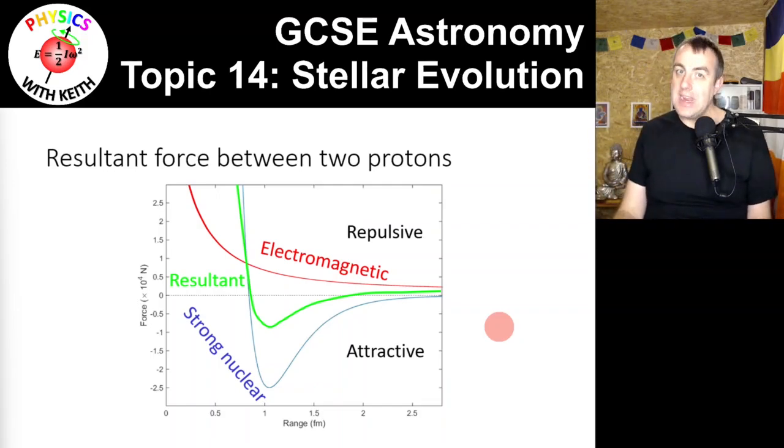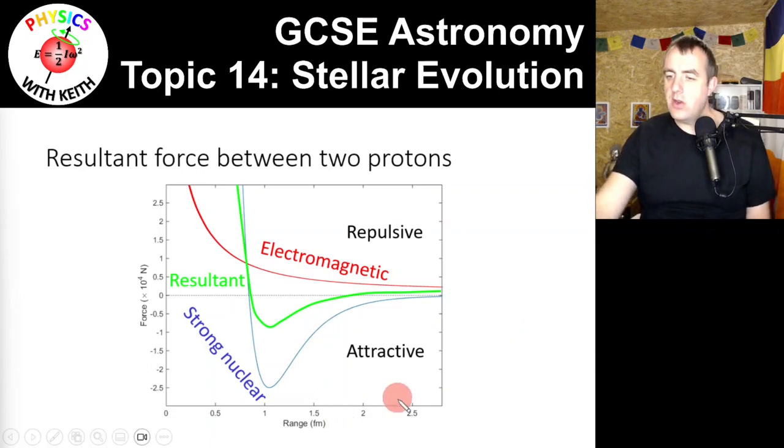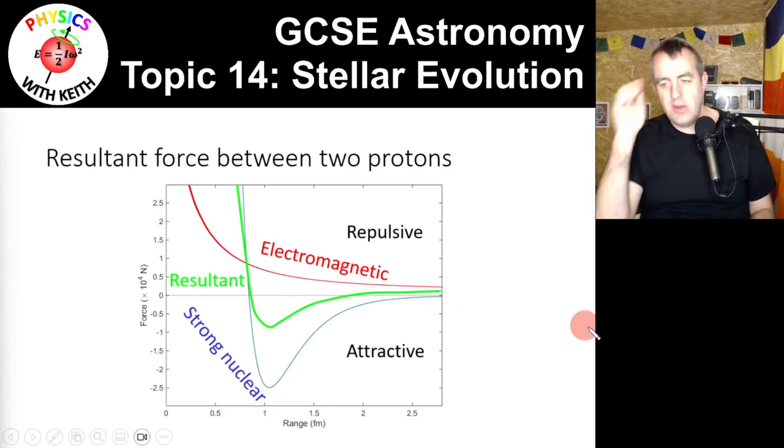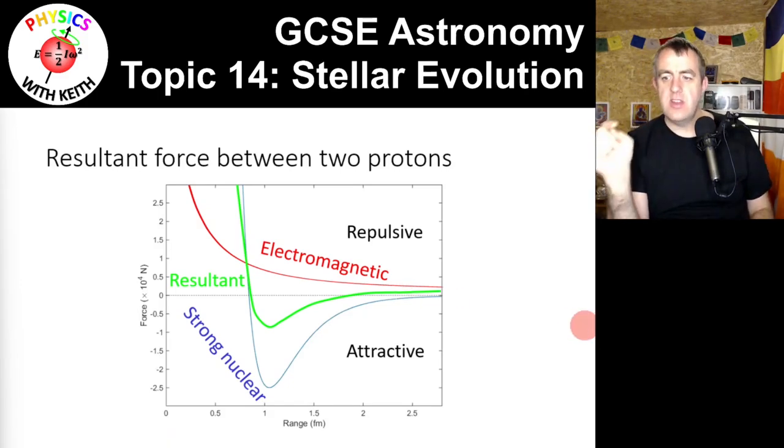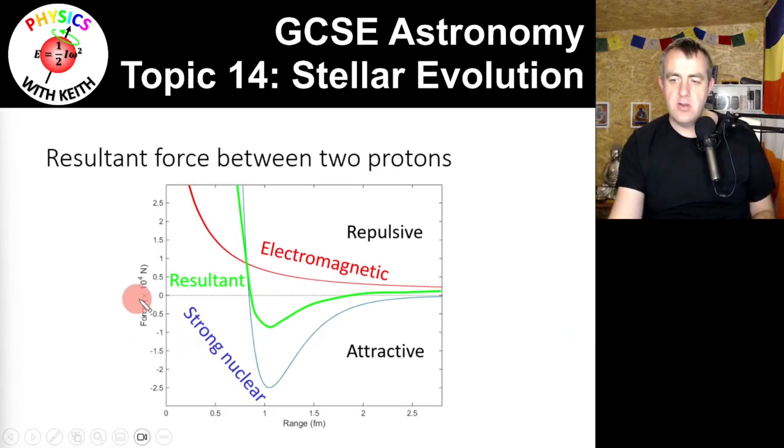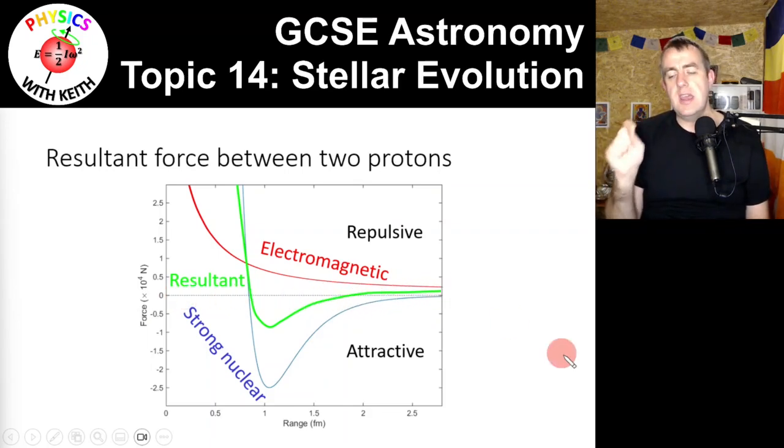But it's attractive. So if we look around here, about 2.5 femtometers, we've got electromagnetic force up here, which is repulsive, and we've got the strong nuclear force, which is attractive, but it's less magnitude. If you look really closely, you'll see that the blue line is closer to 0 than the red line. 0 on this graph is here, this line going down the middle. The green line shows what I get if I add those two forces together.